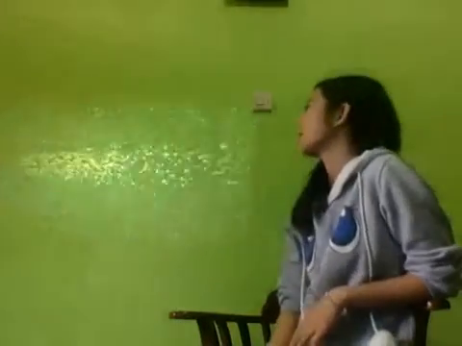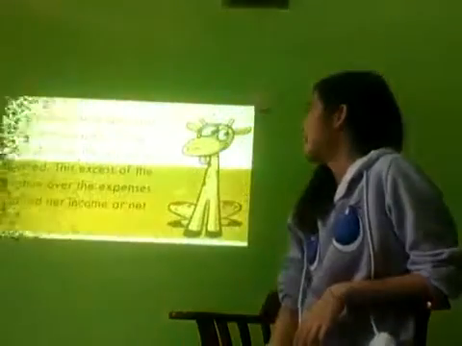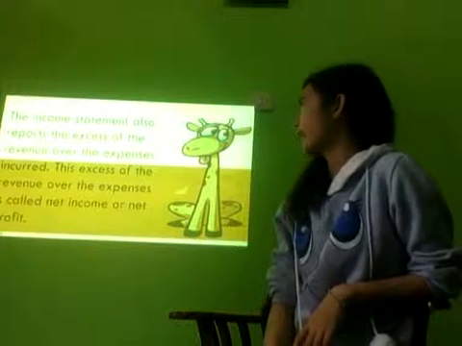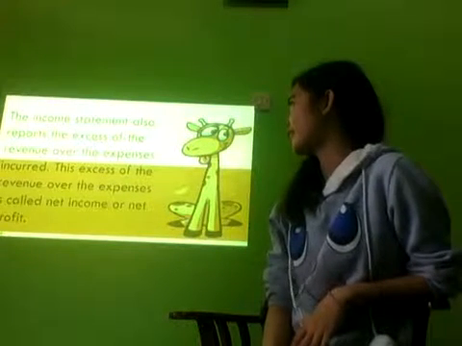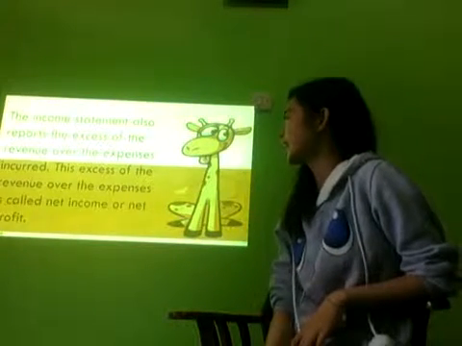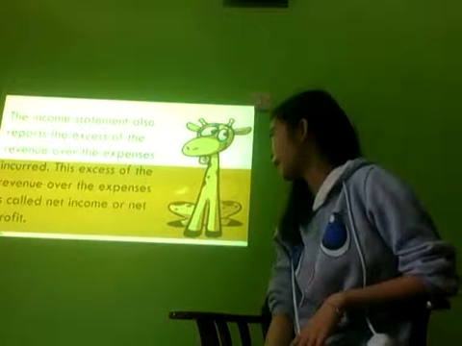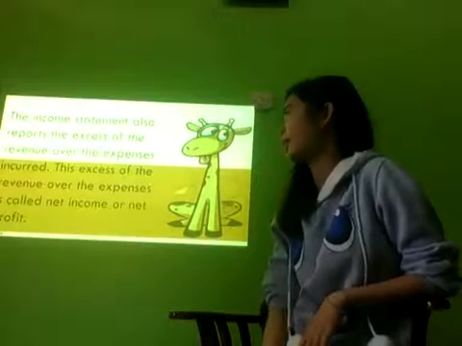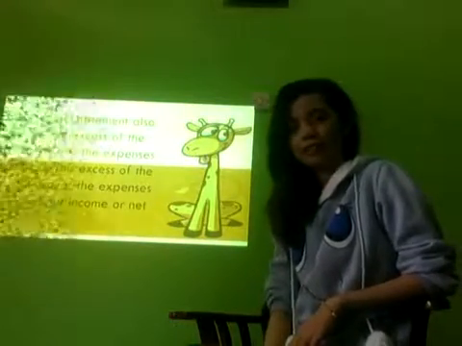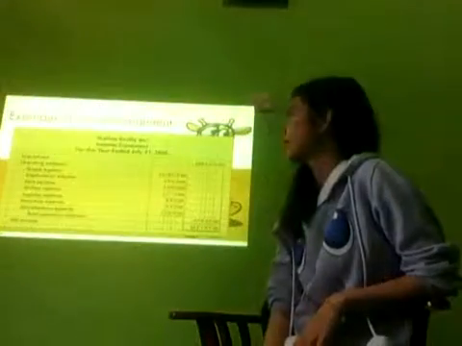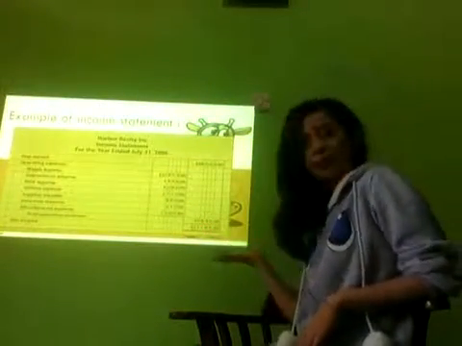What is an income statement? The income statement also reports the excess of the revenue over the expense incurred. This excess of the revenue over the expense is called net income or net profit. Example of income statement.